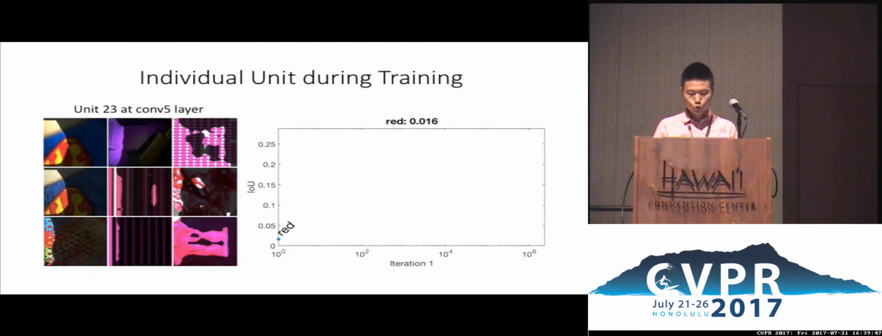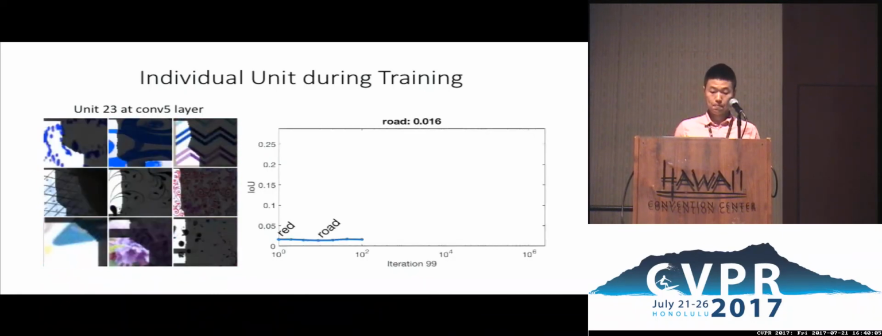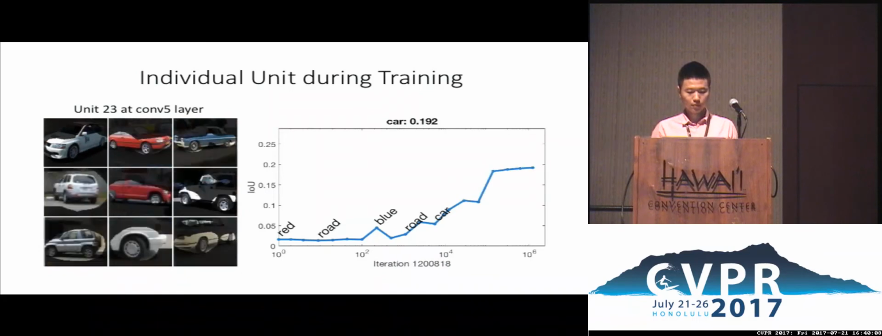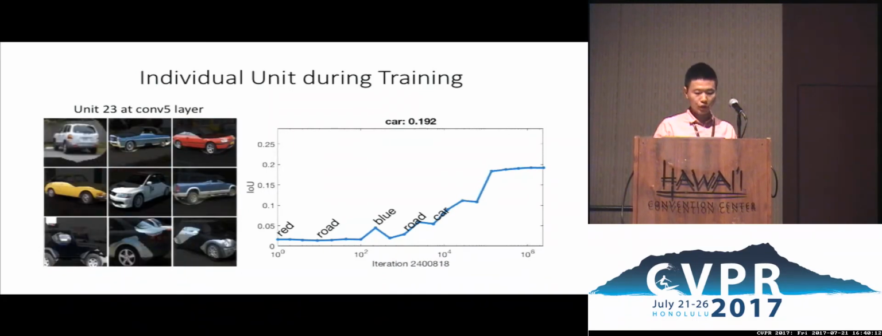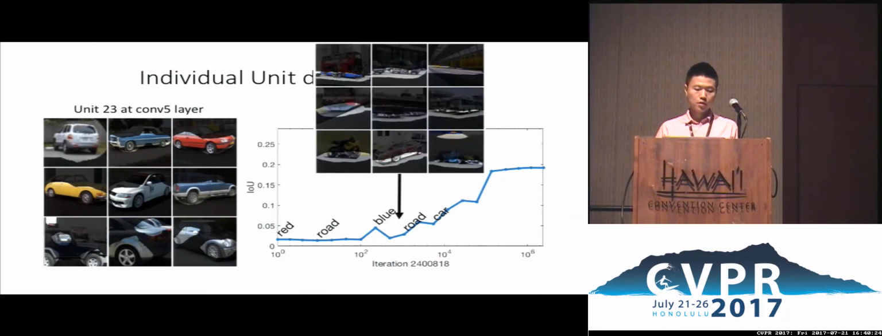Now let's zoom in on one individual unit during the training. We apply network dissection to each snapshot, and now we focus on one unit. At the beginning, this unit is detecting colors, like just red. Now I'll play the video. You can see that as the training iterations go on, the concept detected by this unit keeps changing. Finally it converges as a car detector. There is an intermediate stage where this unit first picks up the rope before it becomes a car detector.